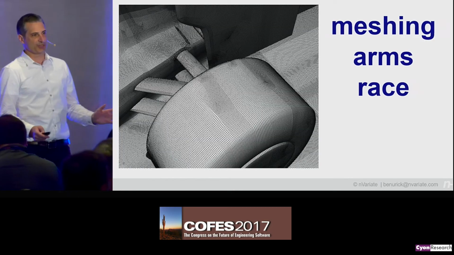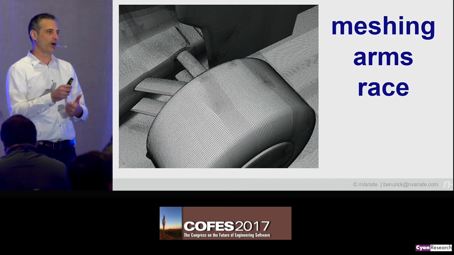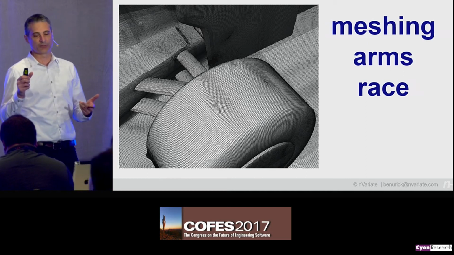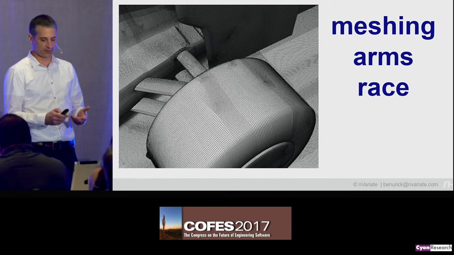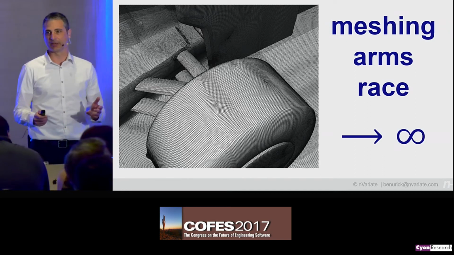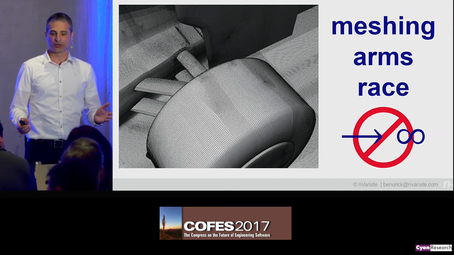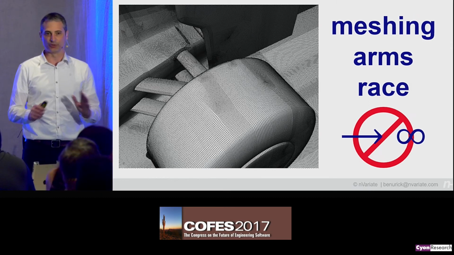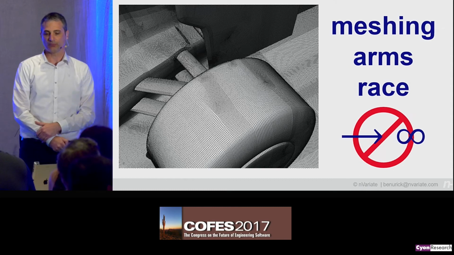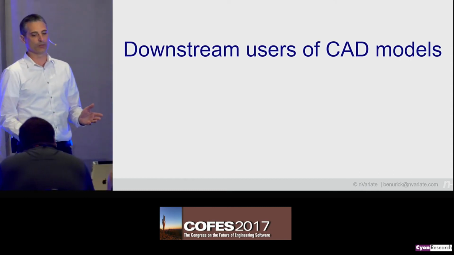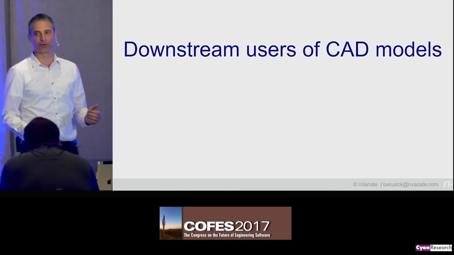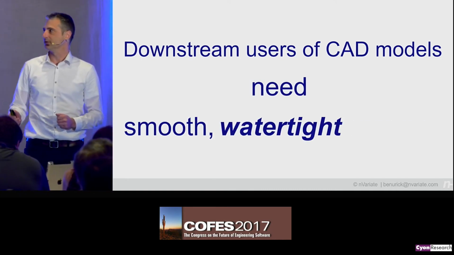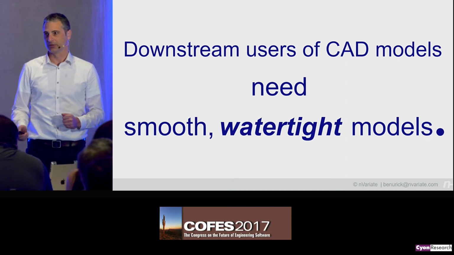You know, we are in a meshing arms race where we want higher fidelity. We have more computing power. We want more accuracy. But I'm here to tell you from the mechanics side, you can't solve things by throwing more mesh at it. There's some problems that you just can't solve that way. So what do we need? Well, downstream users of CAD models need smooth, watertight models, period. So how do we do it?